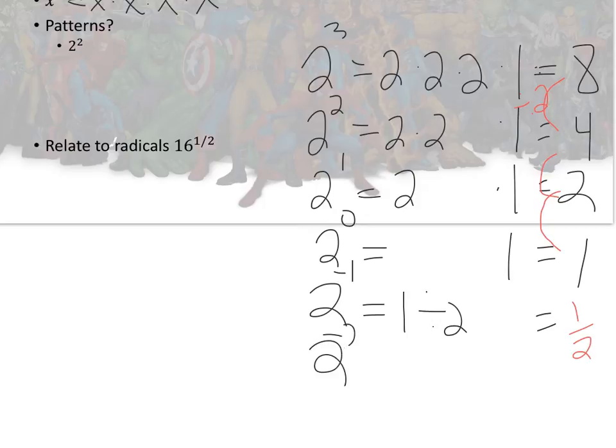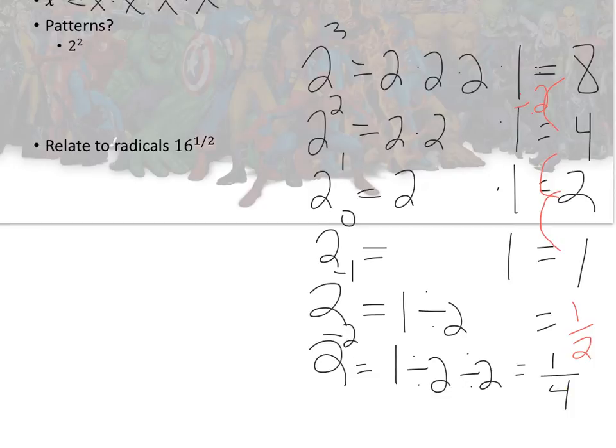So let's continue. 2 to the negative 2 power: just divide that by 2. So you have 1 divided by 2, and we're going to divide that by 2, and we get 1 over 4. Now, do you notice any symmetry in our patterns here? 2 to the first is 2. 2 to the negative first, 1 over 2. 2 to the second, 4. 2 to the negative second, 1 over 4.